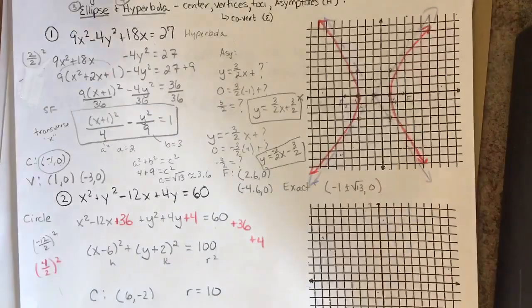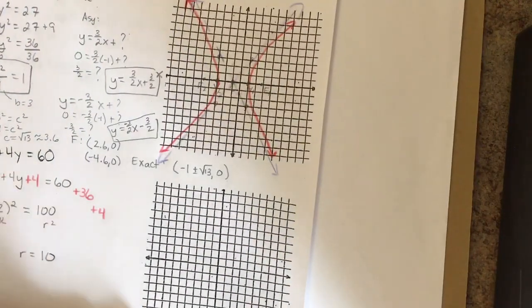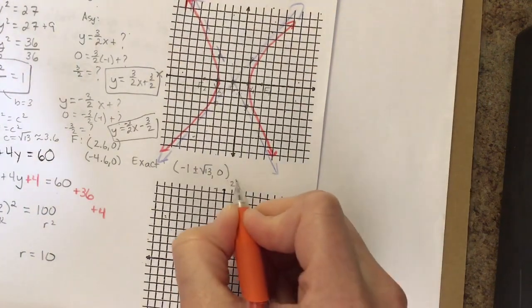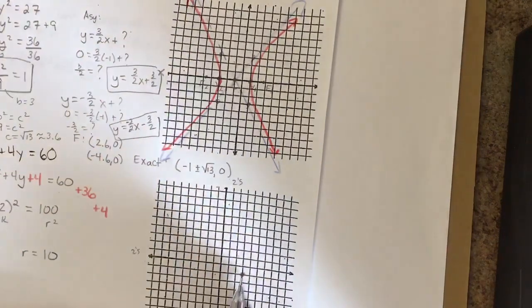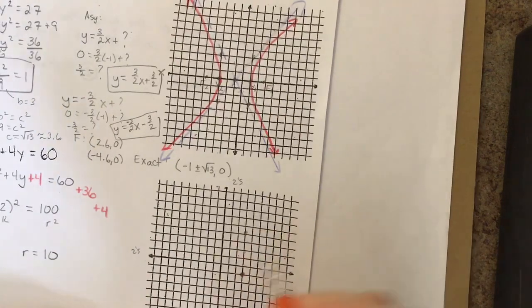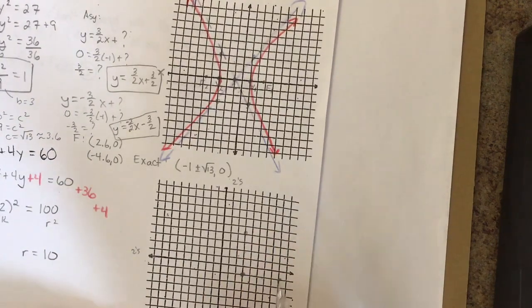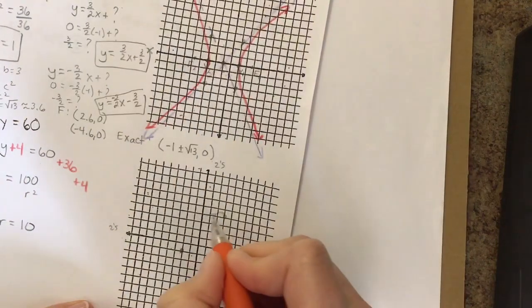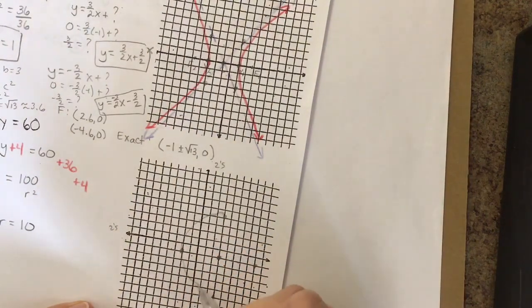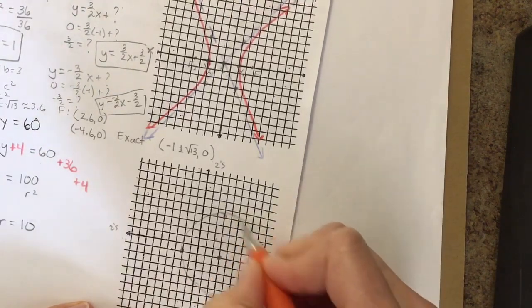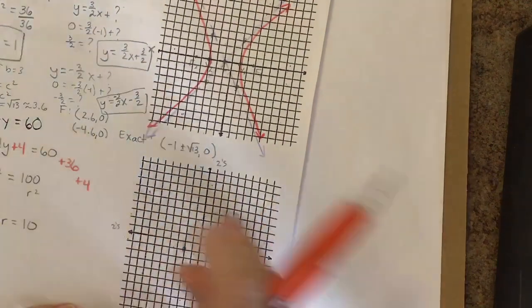10. So let's graph this. Maybe I'll go by 2s. 2, 4, 6, negative 2. Going by 2s. Then I go up 10, which is 5. 1, 2, 3, 4, 5. Right 5. Down 5, and left 5. Let's see, can we get a good circle? Maybe. Not bad. Okay. Then we're going to label the 4 points.